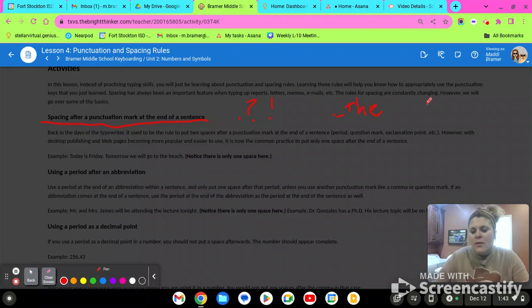Okay, so same with any punctuation. So I finish my sentence, end it with a question mark, I hit the space, and then I start my new sentence. If you don't, it's going to look like this and be very close together and hard to read and just not look very professional. So make sure you are always adding one space after the end of a sentence.